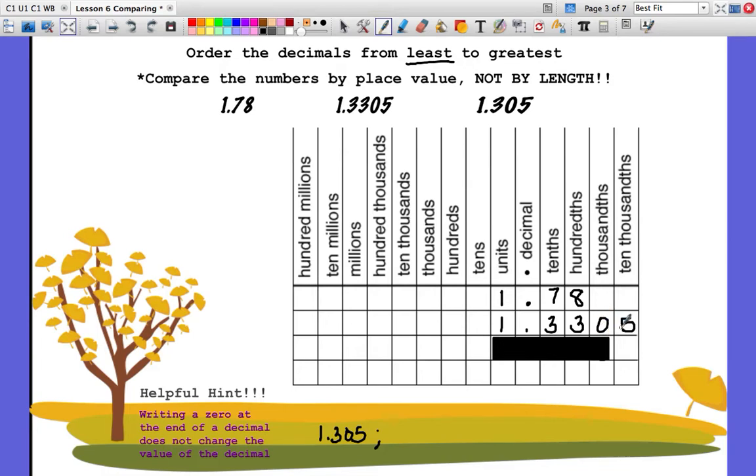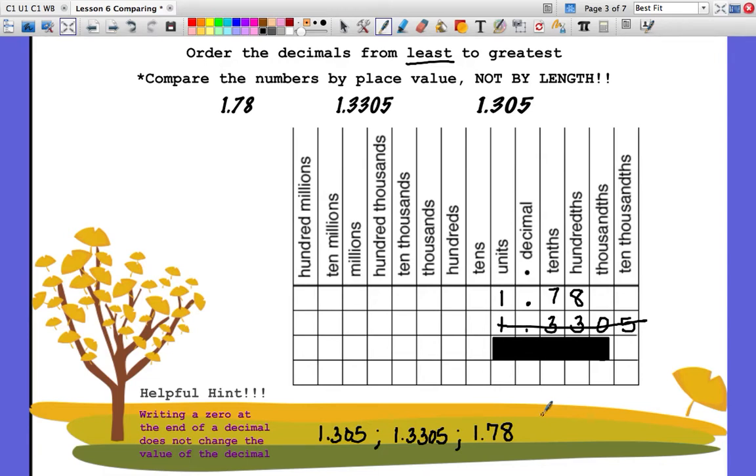Pretend that the 0 and the 5 weren't there and we're just looking at money. If you have 78 cents and 33 cents, who has more money? Okay, so you really need to make sure you're focusing on the place value and the numbers inside the place value and not the length of the number. So our second number is going to be 1 and 3,305 ten thousandths. Okay, and then of course our last number has to be 1 and 78 hundredths.